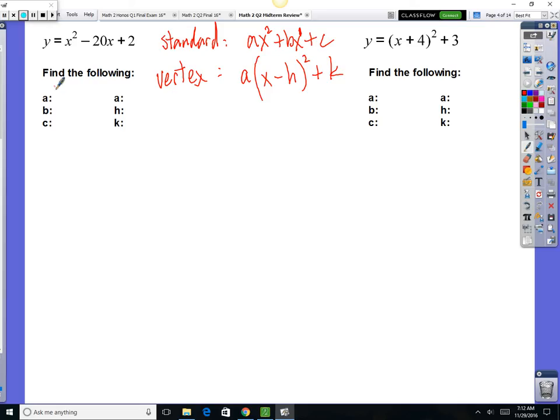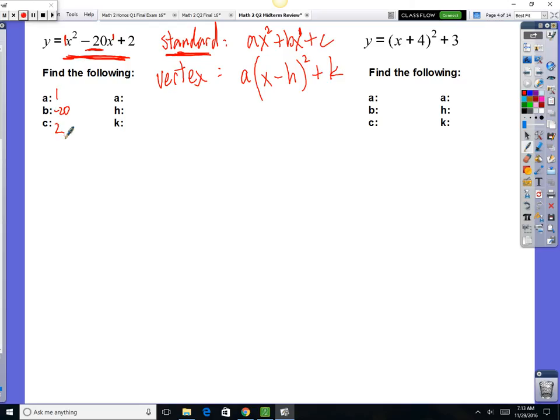Okay, so find all of it: ABC, AHK. If you look at this, it is given to you in this one. A is how many squares you've got. In front of the square, there's no number. It's understood to just be 1. So A is 1. B is how many x's you've got, how many linear pieces. So B is going to be negative 20. You find the x to the 1 and the number in front, the coefficient, so negative 20. C is how many 1's you've got, the number all by itself with no letters. So C is going to be 2.